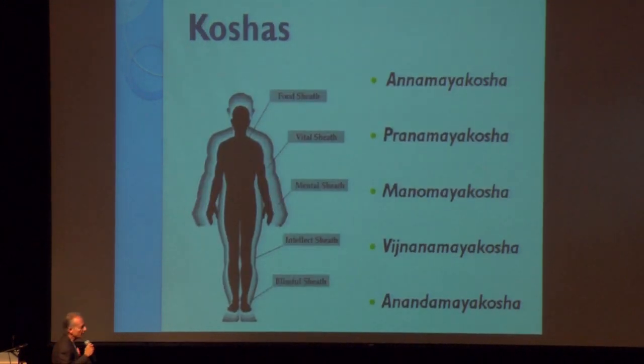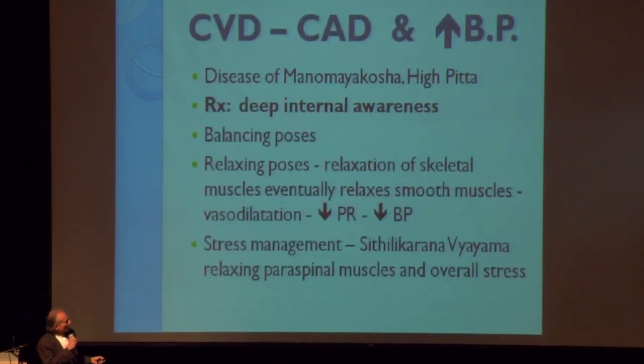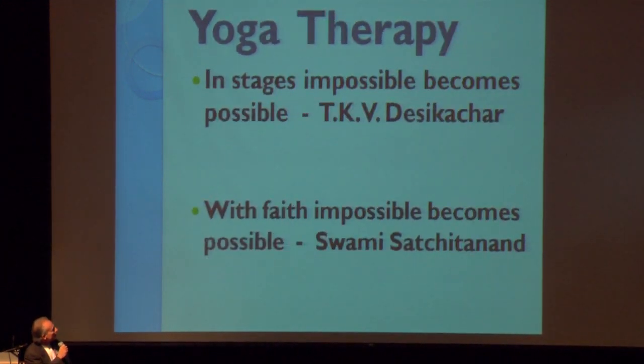I'm going to be very quick now. I'm going to show you some slides. These are all the koshas you have already seen, but the disease is in the manomaya kosha. And essentially, it is a deep internal awareness and reduction. And all the patients will say, with stages, with faith, impossible becomes possible.